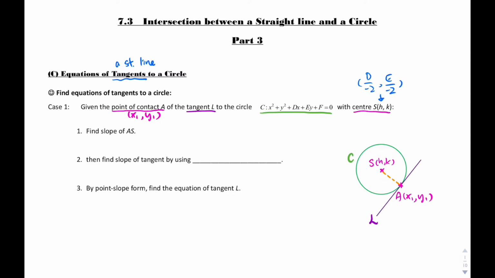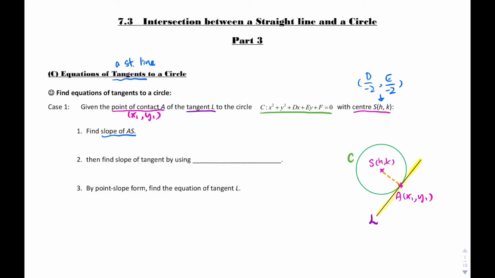So try to recall what you have learned in Form 4 about the equations of a straight line. If you can find the slope or find the points, then you can find the equation of the straight line or the tangent. So here, for this case, if you want to find the equation of the tangent L, try to find some information about the straight line. Here, what we have are the coordinates of A and the coordinates of the center S. So first, we can find the slope of AS.